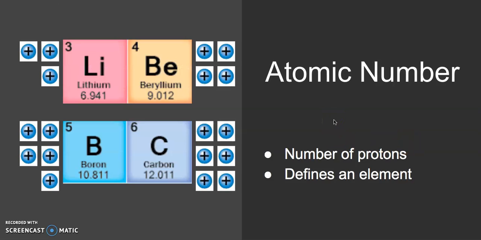An atomic number is definitional to an element. So no matter what else happens, if something has 3 protons, then it's a lithium atom. Lithium always has 3 protons. There's no ifs, ands, or buts. That is just the case. Lots of things can happen to a lithium atom, and as long as it still has 3 protons, it's still lithium.